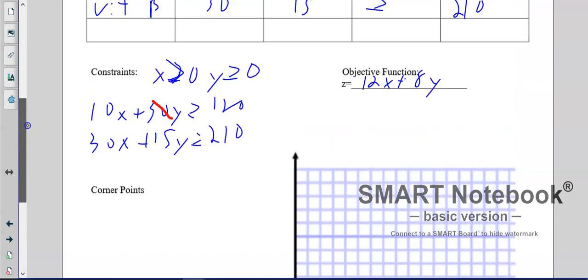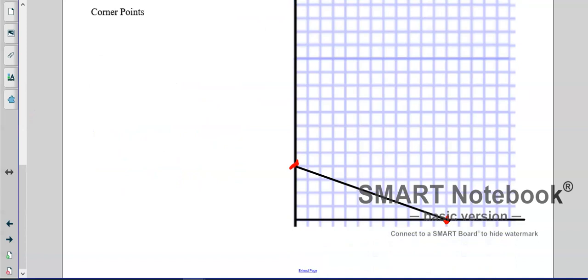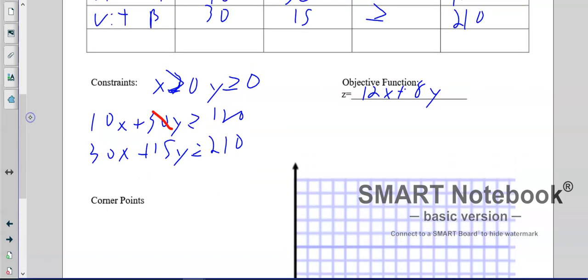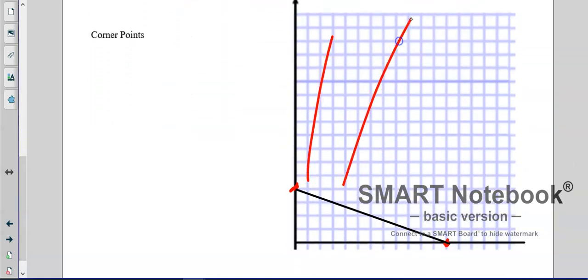And if we want to do the shading this time first, we can. So again, if I did this, I would get 0 is greater than or equal to 120. That's a lie. That's not true. So I'm going to shade everything above this line.